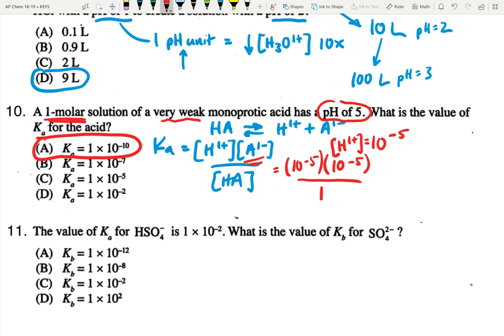Think about a RICE table. If you need to write it out, great. But otherwise, recognizing this is the key, the linchpin. Do you know that when the pH is 5, that means the hydrogen ion concentration, 10 to the negative pH, is 10 to the negative 5? And then plug that into both positions on the top of that Ka expression.